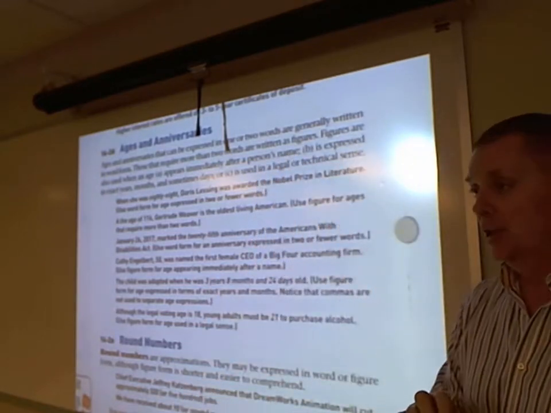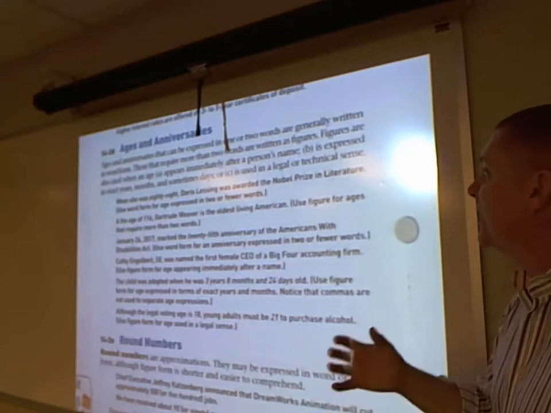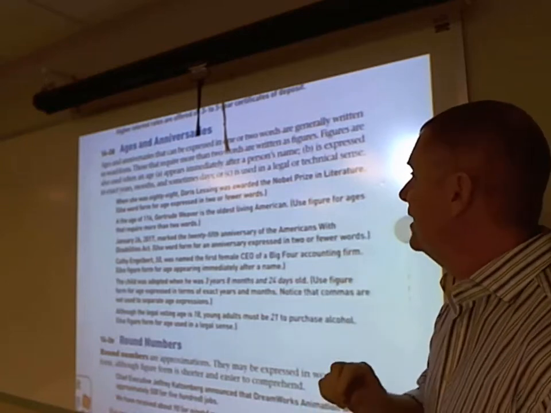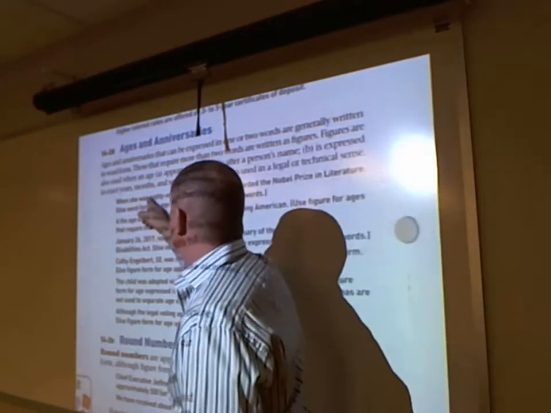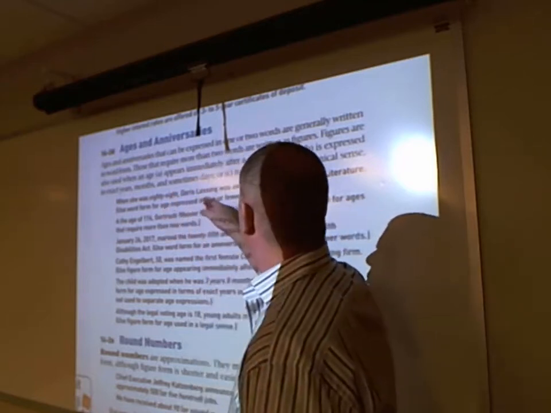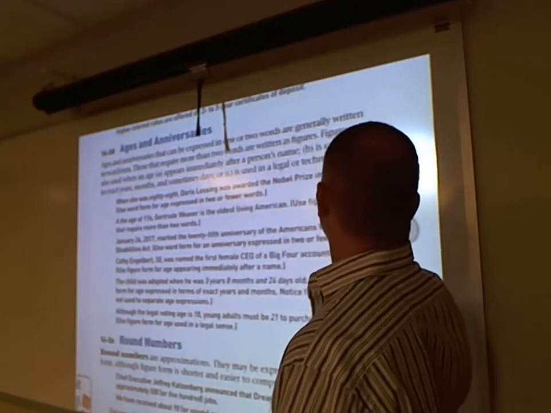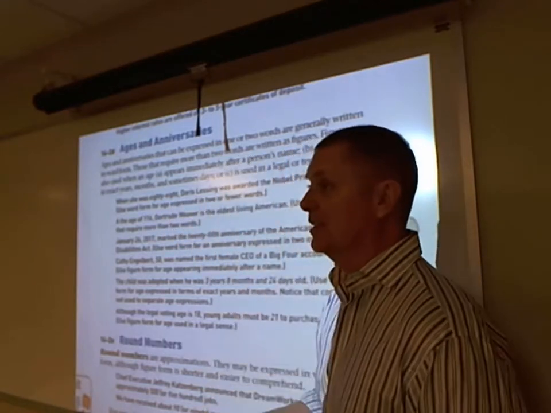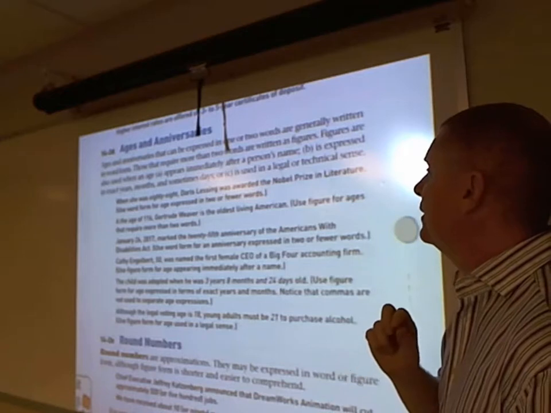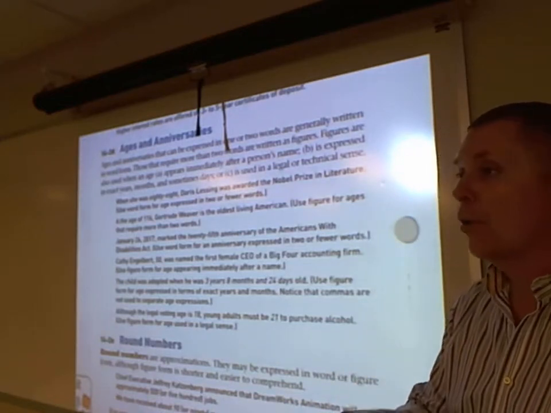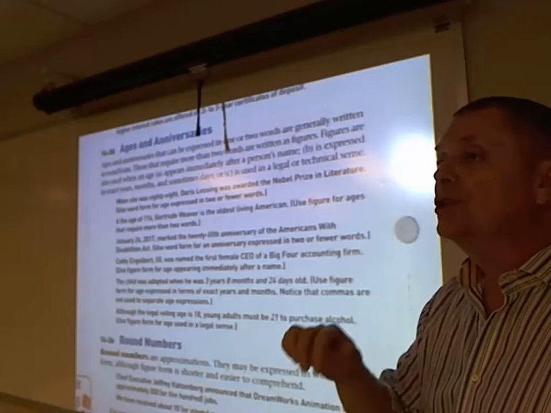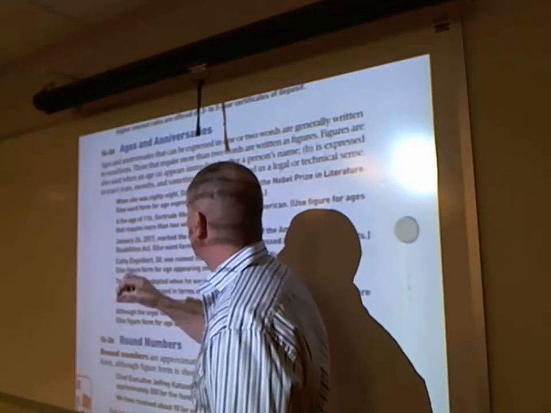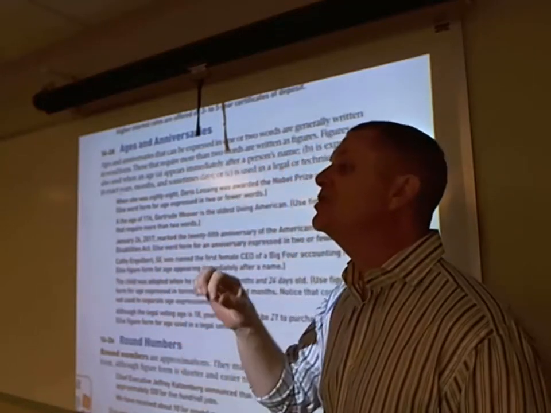When she was 88, Doris Lessing was awarded the Nobel Prize in Literature. Use word form when the age is expressed in 2 or fewer words. If it's more than 2 words, then it can turn into a figure. So at the age of 116, if it said at the age of 16, then it would be a word. But since it's more than 2 words, 116, that's 3 words, make it a figure.